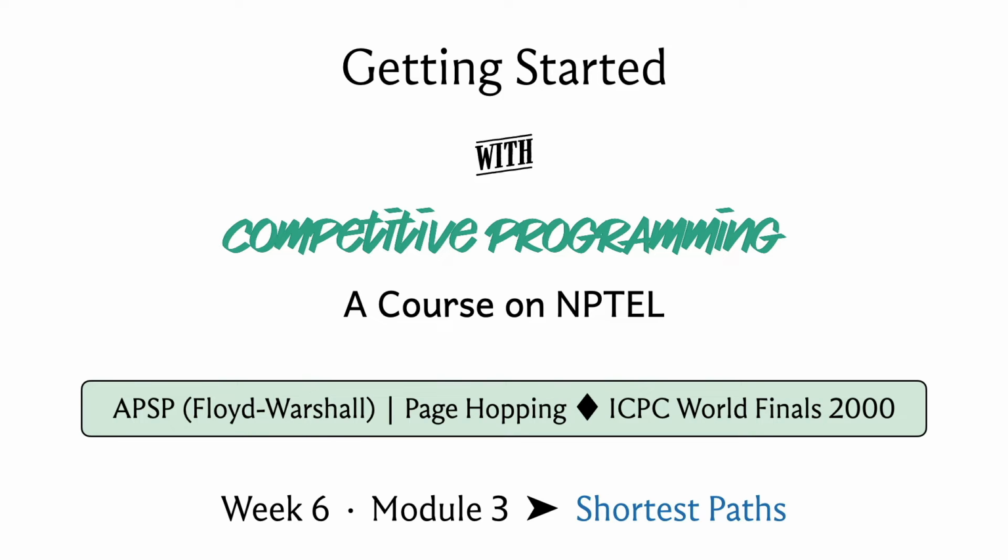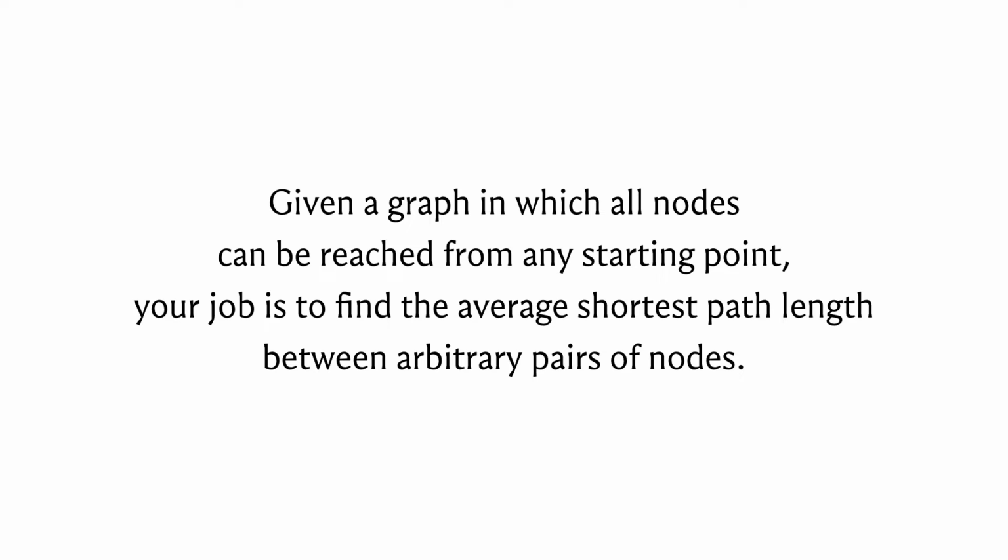So this is the algorithm that we want to implement in this segment, and to do that we're going to use a problem called page hopping, which was an ICPC World Finals problem from 2000. This is probably one of the most straightforward problem statements that we have seen. This is from the problem statement for page hopping. We are told that you're given a graph in which all the nodes can be reached from any starting point, and your job is to find the average shortest path length between arbitrary pairs of nodes.